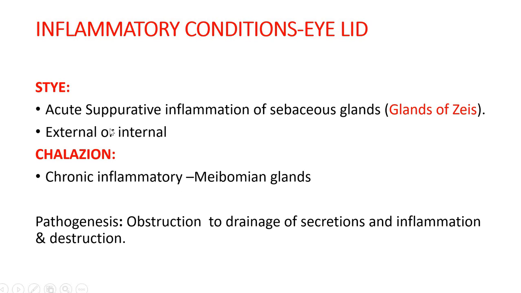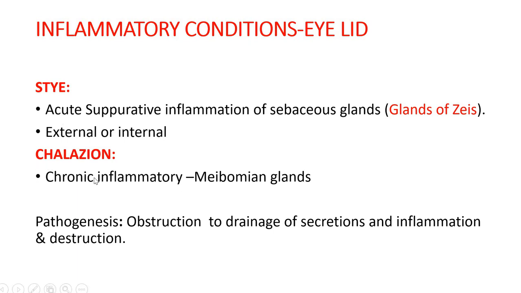Stye is nothing but an acute suppurative inflammation of the sebaceous glands, the glands of Zeis. Suppurative means a pus-like material will be seen. It is of two types, external and internal, depending on whether it is located outside or inside the eyelid. So this is the first pathology, stye.